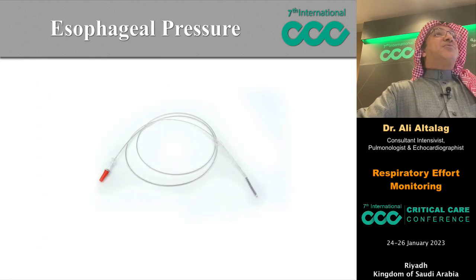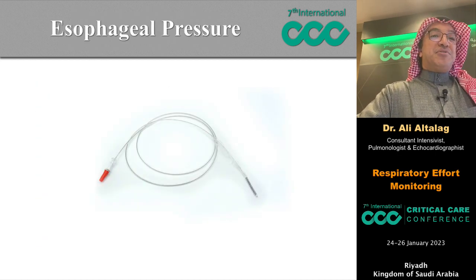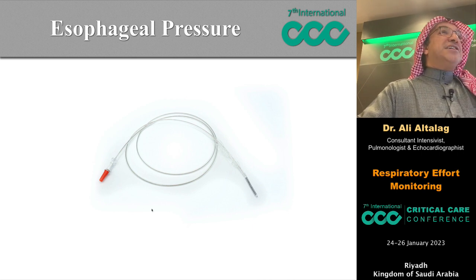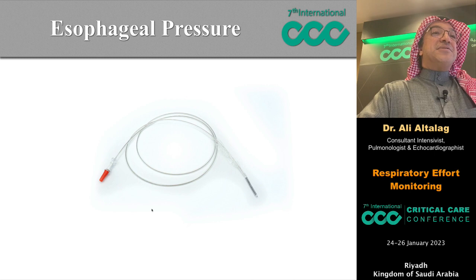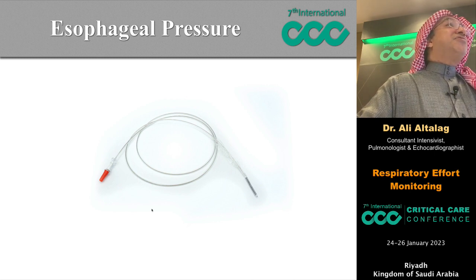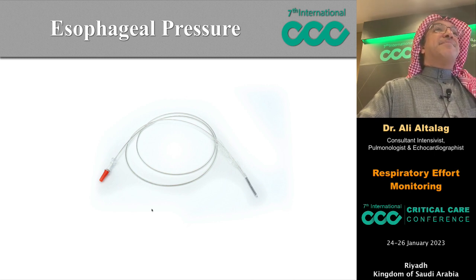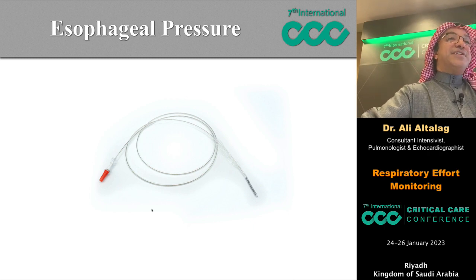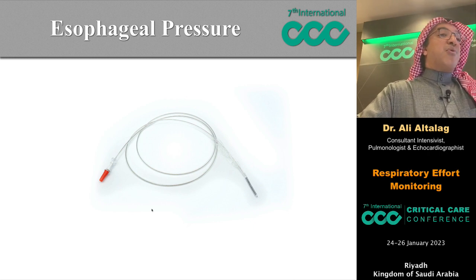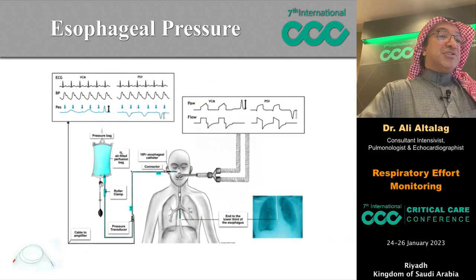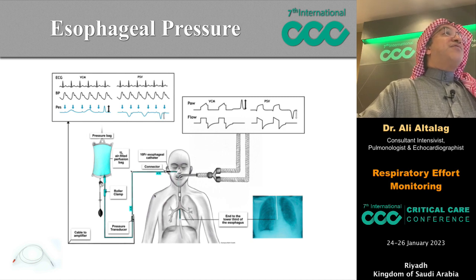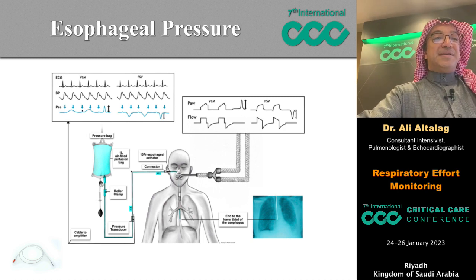So starting with transpulmonary pressure, do you know what this is? This is the esophageal manometer. It is extremely underutilized in clinical practice, although it's the gold standard for respiratory effort monitoring. The esophageal pressure probe. You can just put it at the mid-esophagus. It has a balloon on top of it. And then you can monitor the esophageal pressure in a timely manner.